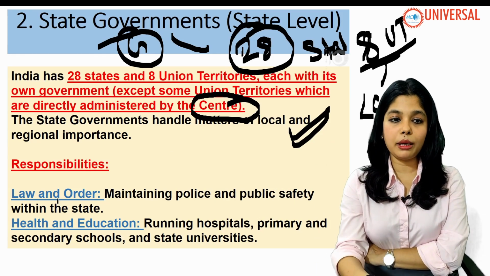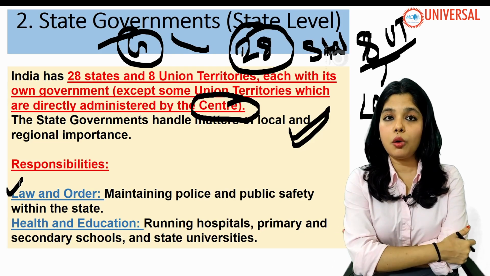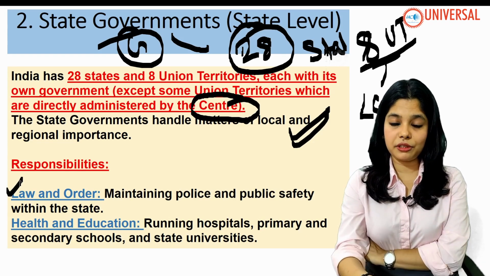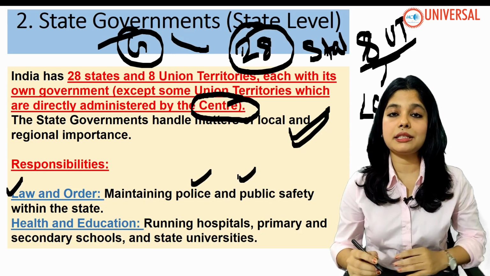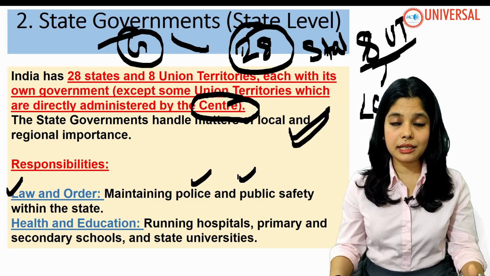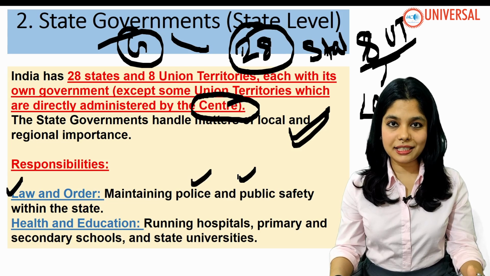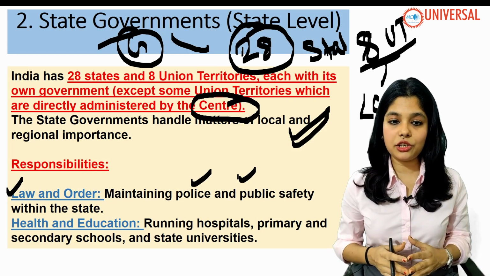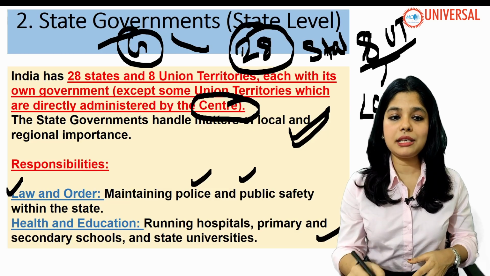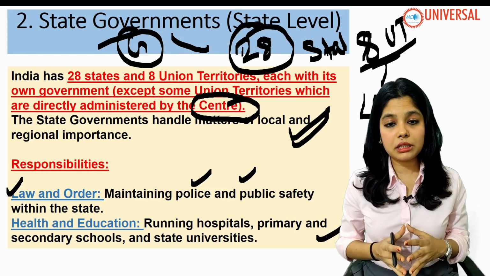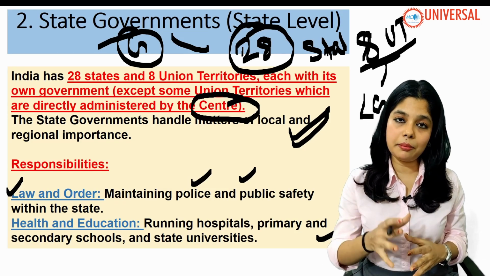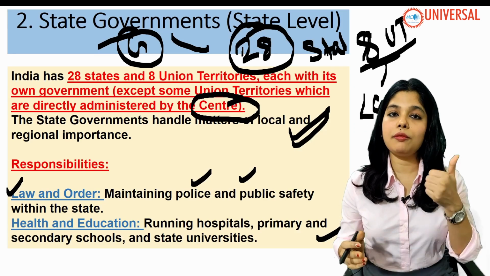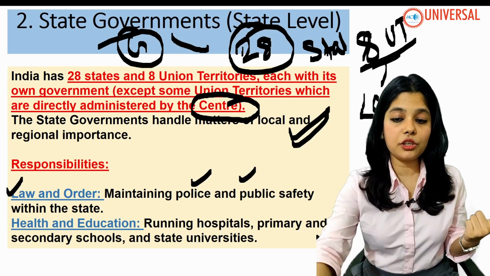Responsibilities, if we talk about, they work on law and order, maintaining police and public safety within the state. So the police and public safety within the state is whose responsibility? It is the responsibility of the state government. Health and education, running hospitals, primary, secondary and state universities, all these again come under whose head? Under the head of state government. So you have law and order, you have health and education.